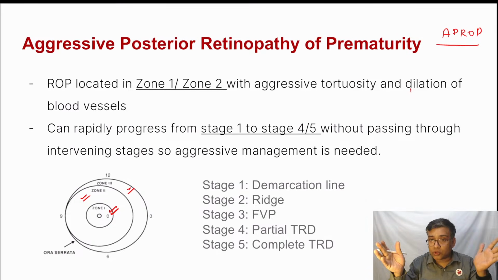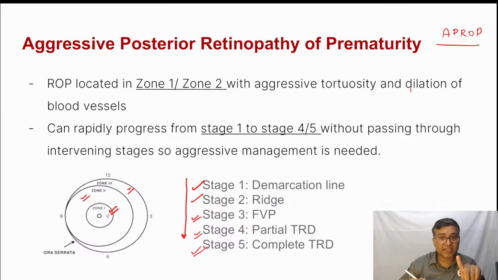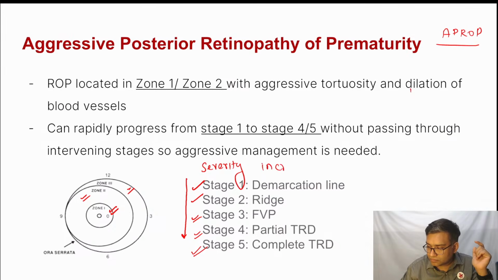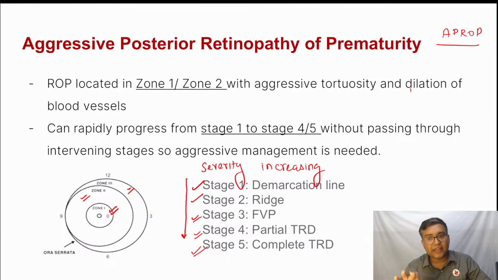But when we go to stage 1 to stage 5, in stage 1 there is just a demarcation line, in stage 2 there is a ridge, in stage 3 there is a proliferation, in stage 4 there is a partial tractional retinal detachment, and in stage 5 there is a complete tractional retinal detachment. So as you go from stage 1 to stage 5, the severity is increasing. Okay, so severity is increasing in APROP from stage 1 to stage 5, and they do not basically follow a definite trend. That is the most important point you have to remember.